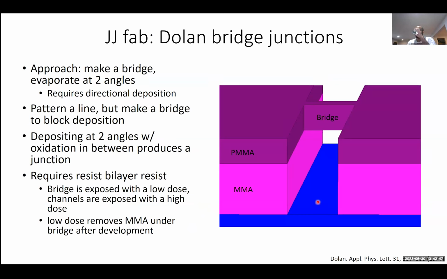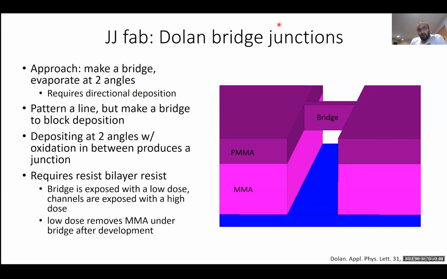So let's talk about the first type of process. It's called a Dolan bridge. And the approach here is to make a bridge using your resist and evaporate at two angles. In the simplest form, you're patterning this line and you make a bridge right here.